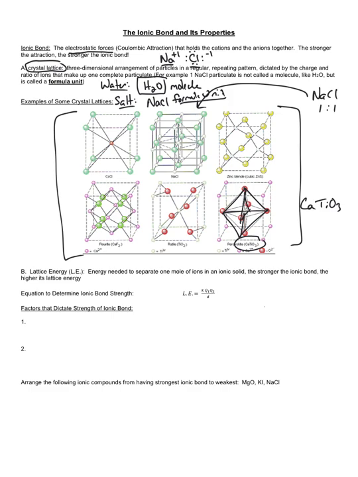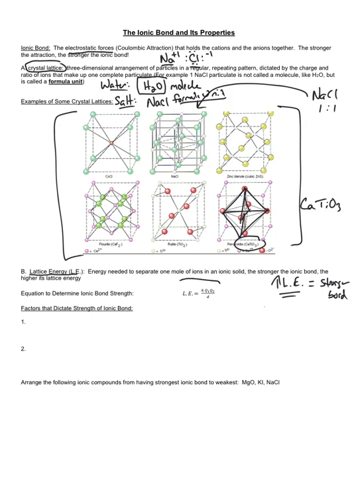All right, lattice energy. Lattice energy is the amount of energy it takes to break an ionic bond. So the higher the lattice energy, the more energy it takes to break the bond. That tells us that it is a stronger bond. So the higher the lattice energy, the more energy it takes to break the bond, and that tells me it's a stronger bond.